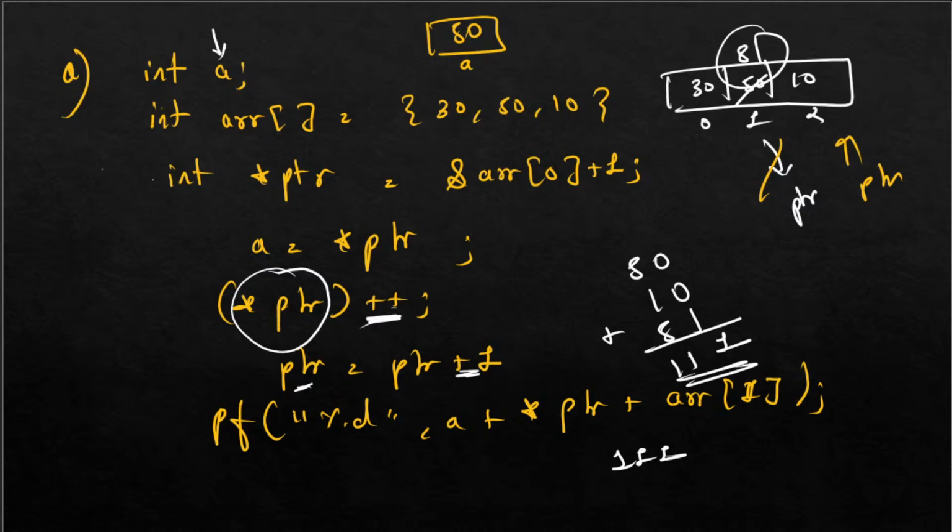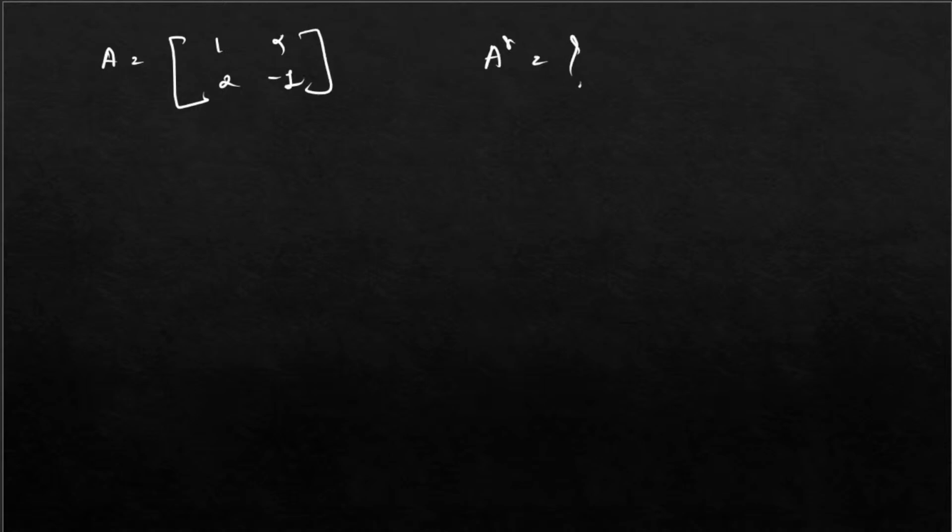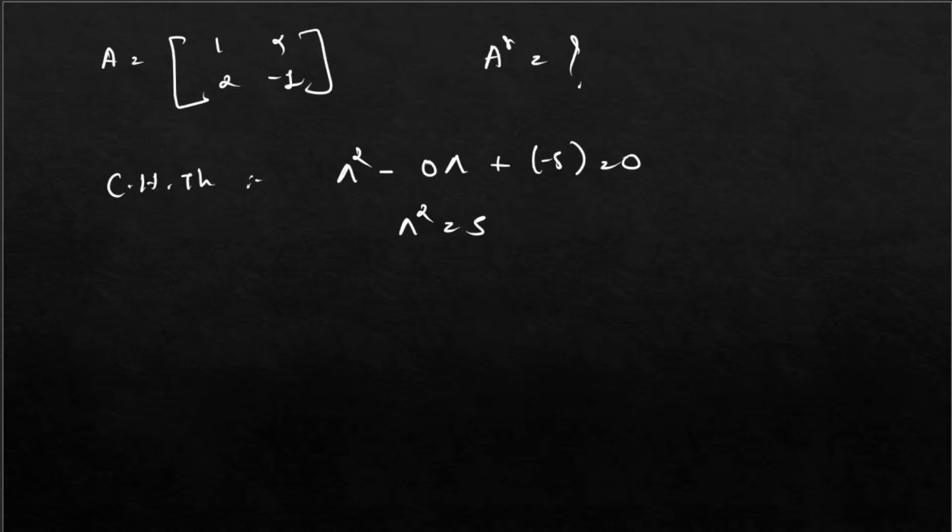Okay, one more question was there. Let's discuss that, and that is a math question. A is a given matrix which is 1, 2, 2, minus 1. Okay, A to the power 8 is what? Okay, so for that we have to find the characteristic equation. So if you see the characteristic equation, it will be lambda square plus 0 into lambda minus 5, which is 0. So it will be lambda square equals to 5.